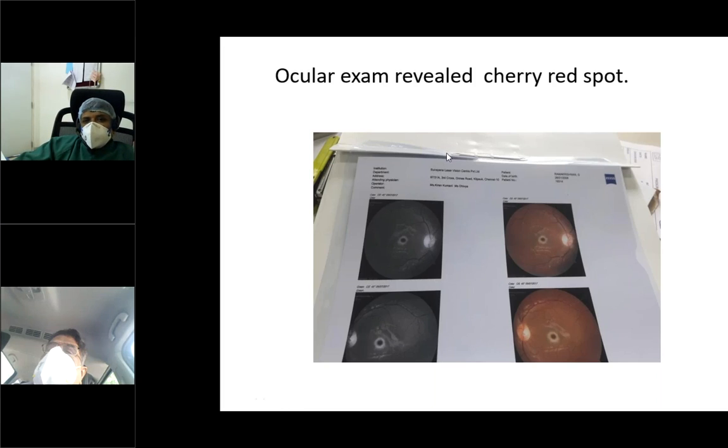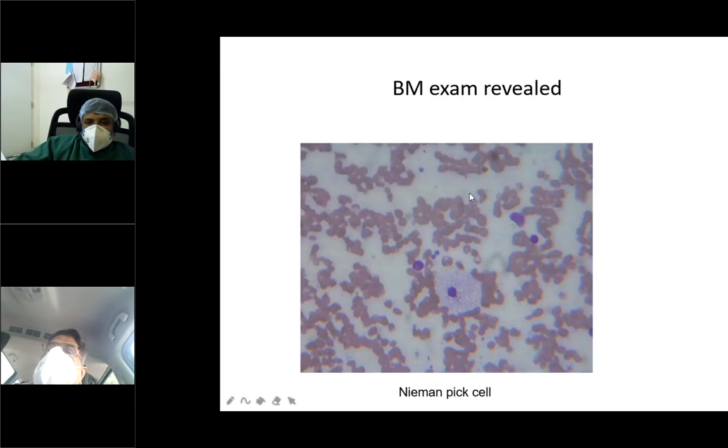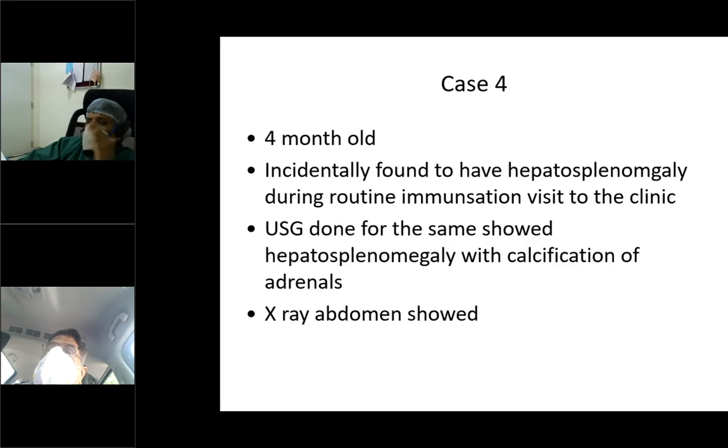So when we did the eye examination, it revealed a cherry red spot. So this is the cherry red spot which is seen at the macula. And when we did the bone marrow, it showed a large foamy cell. This is the foamy cell, where the nucleus is almost pushed to the periphery. It points towards the diagnosis of Niemann-Pick disease. So there is no definitive treatment available for Niemann-Pick disease as of now, and the treatment is only supportive.